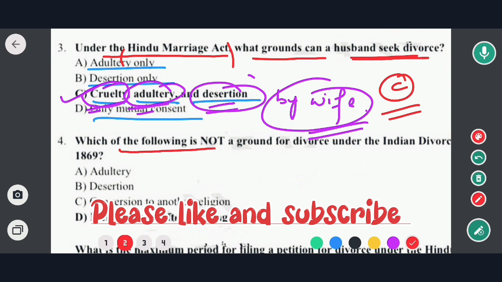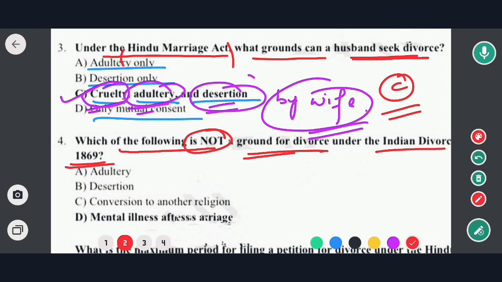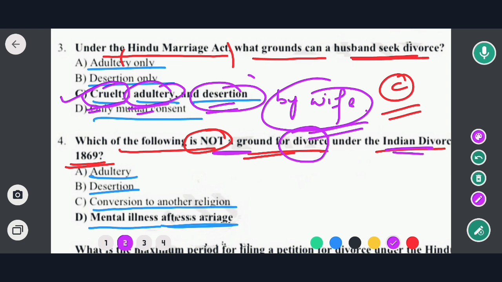Which of the following is not a ground for divorce under the Indian Divorce Act 1869? Options are adultery, desertion, conversion to another religion and mental illness after marriage. That means इनमें से कौन सा ground है which is not the ground for divorce, जो divorce का ground नहीं है? कहाँ पर, कौन सा एक्ट में? इंडियन डाइवोर्स एक्ट 1869 में.